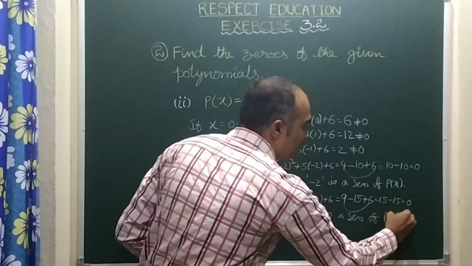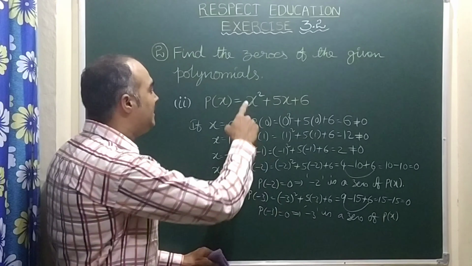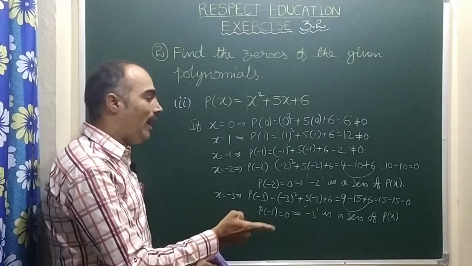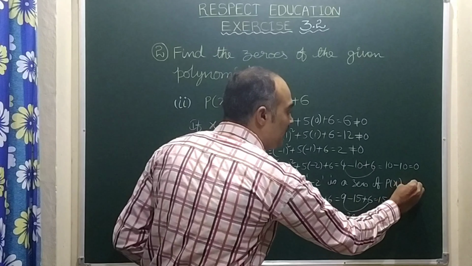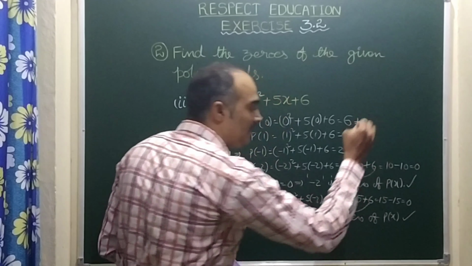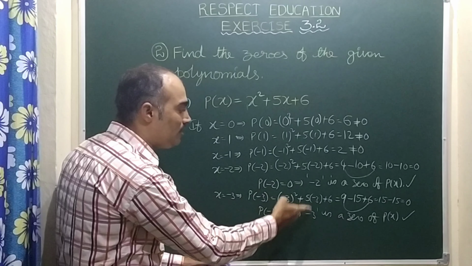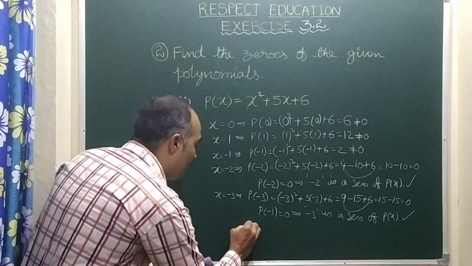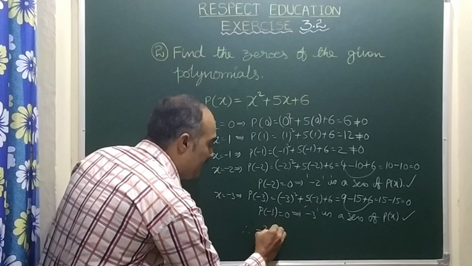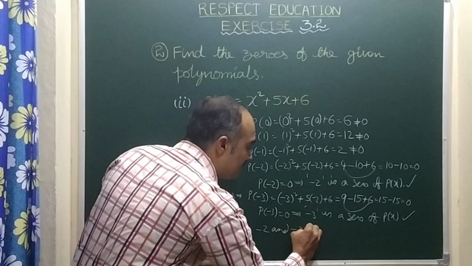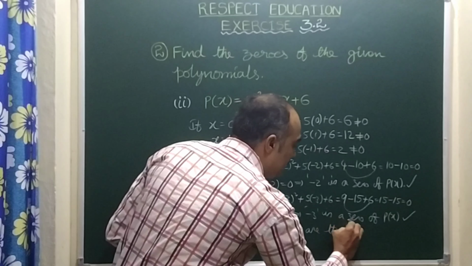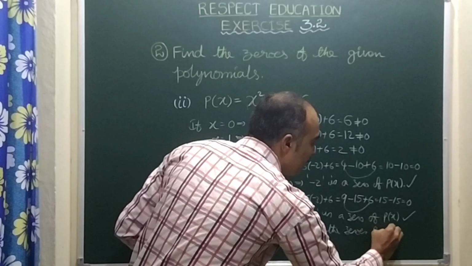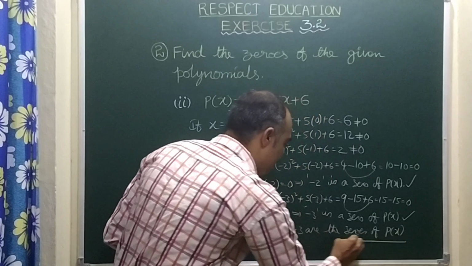As I have told you, its degree is 2, so at most it will have only 2 zeros. So the required zeros we got here. Therefore we can write that minus 2 and minus 3 are the zeros of the given p of x.